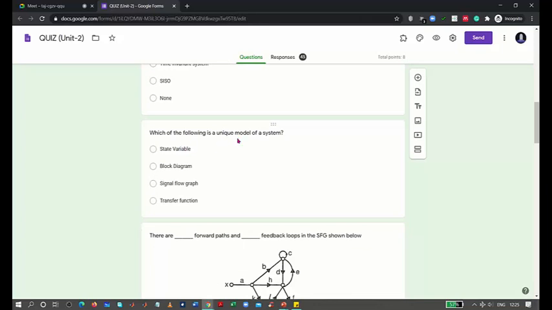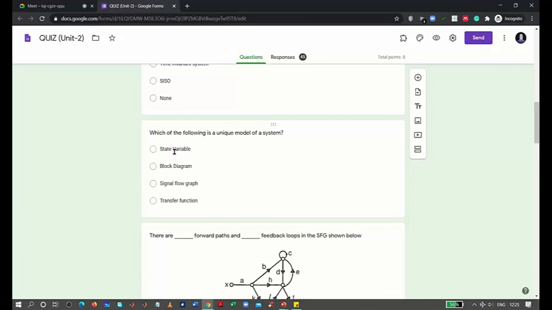Which of the following is a unique model of a system? I told you that the state variable representation depends upon what variable you are going to choose as a state variable. For example, in place of capacitor voltage, since you have a linear relation with capacitor voltage of the charge in the capacitor as Q equal to CV, any variable that has a linear relation with the state variable can also be used as a state variable in place of the variable which it has a linear relation with.